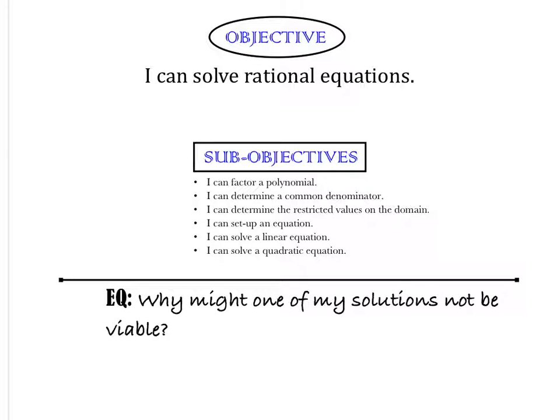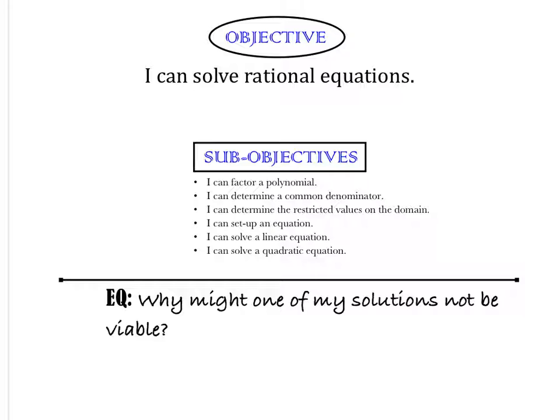Okay, in this lesson, we are going to solve rational equations. So our sub-objectives are the skills that we need to be able to do that: to factor a polynomial, which you know how to do. I need to be able to determine a common denominator, which I know how to do. Determine the restricted values on the domain. So remember, what can x not be if I have a fraction?